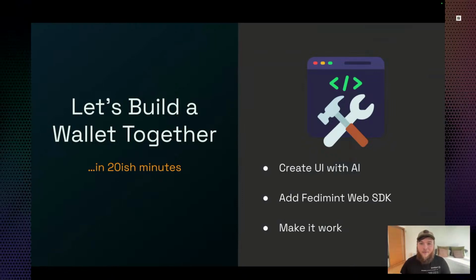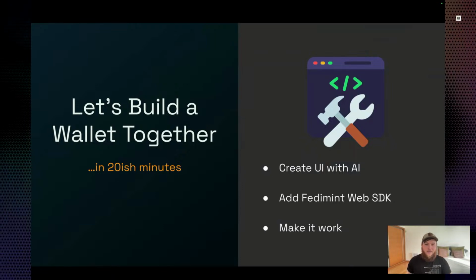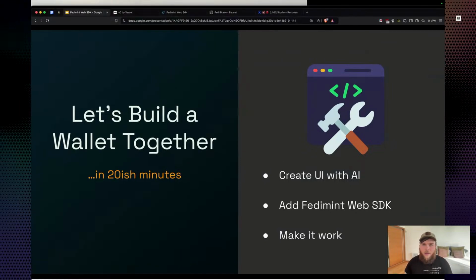All right, let's build a wallet together in 20 to 30 minutes. We're going to create a UI together using AI tools. We're going to add the Fedimint Web SDK to our project, and we're going to hook it all up and make it work all together. So let's get started.